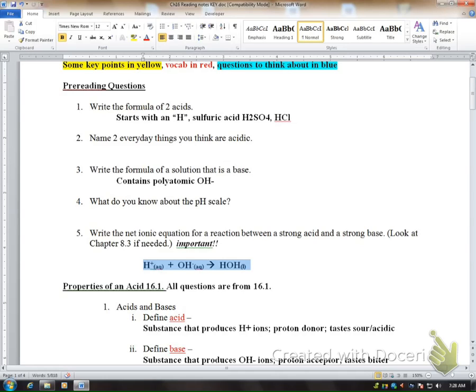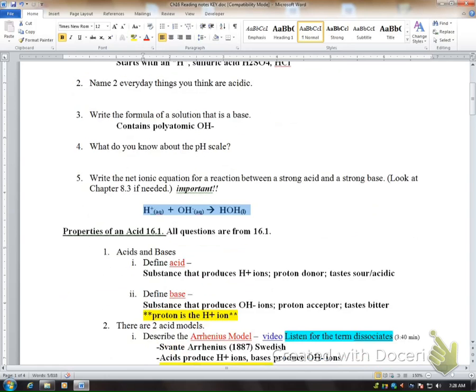And you may either write it, I'm writing it HOH because then you can see the hydrogen from your acid, and you can see the OH from the base. So you are welcome to write it H2O. It's the exact same thing.